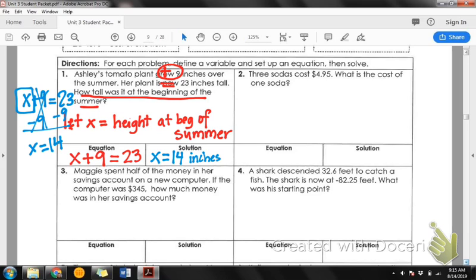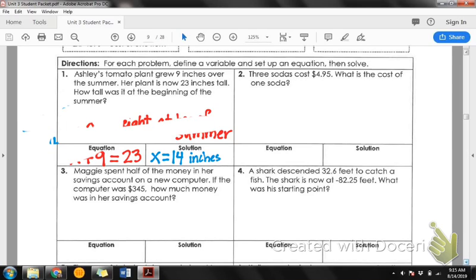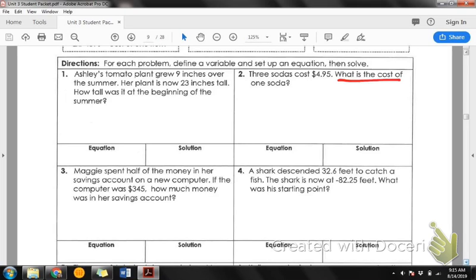All right, number 2. Who would like to read number 2? 3 sodas cost $4.95. What is the cost of each soda? Okay, so of one soda, which each soda is the same thing, right? All right, so what is the cost of one soda? Remember we said this part right here tells you what you should be doing. So if we use our variable, we could say X equals cost of what? One soda.